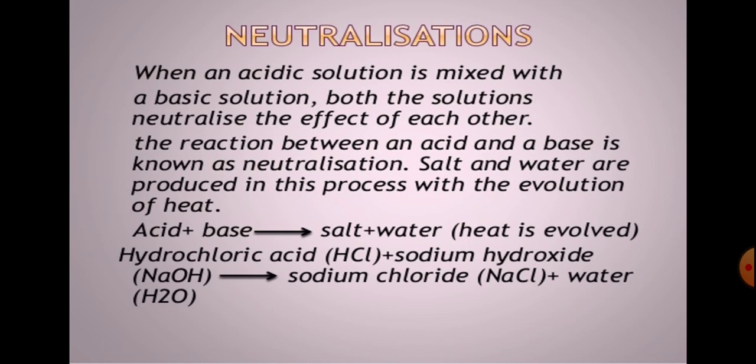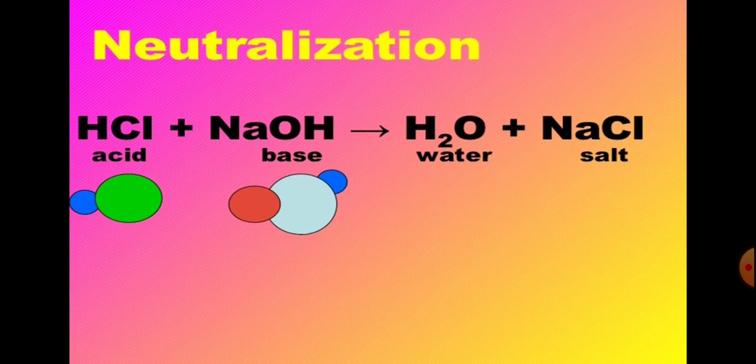This neutralization reaction can be performed in our lab. We can perform this reaction in our science lab also. By adding some solution of sodium hydroxide and hydrochloric acid, we can see its color change. This is a neutralization reaction, acid plus base: HCl is the acid, NaOH is the base. When they react, salt and water are formed, and this reaction is known as neutralization. Understood?